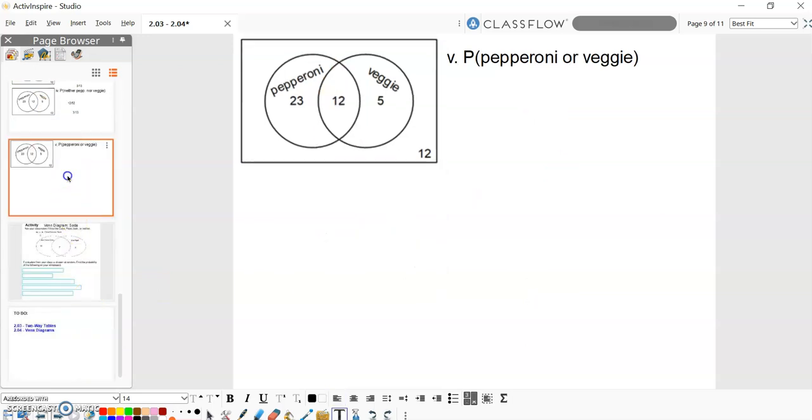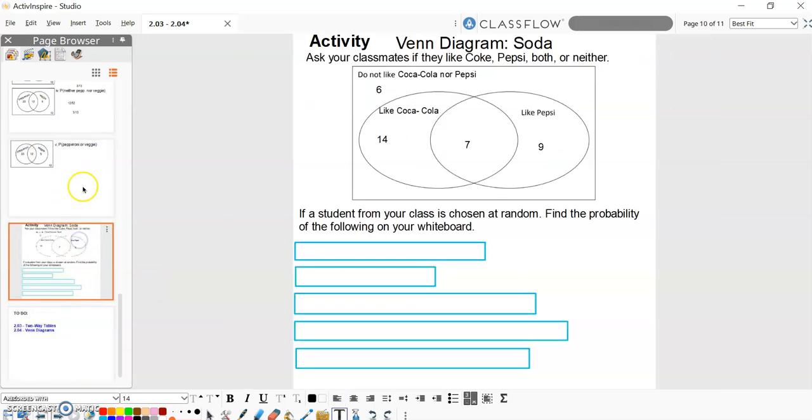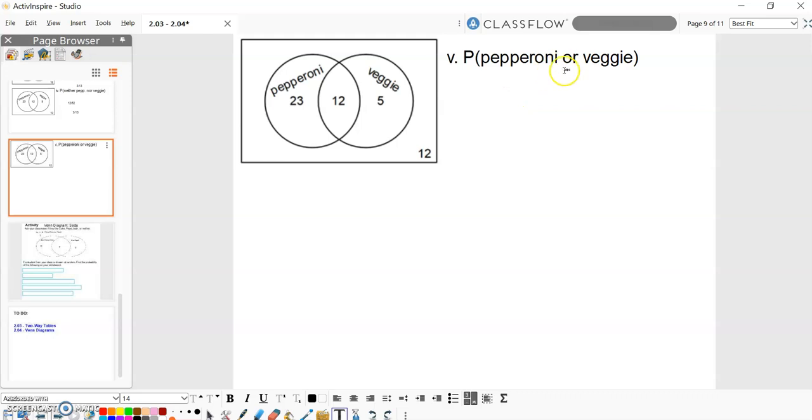One last question. Actually, no, there's another thing after that. Pepperoni or veggie. This is not both, this is or. So we're going to have to add the 23 plus the 5, which is 28 over 52. Both are even, so we can divide by 2. We get 14 over 26. They're still both even, so divide by 2 again, and we get 7 over 13.